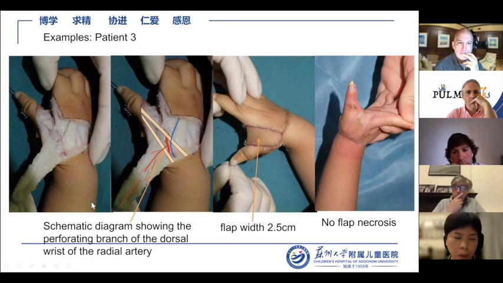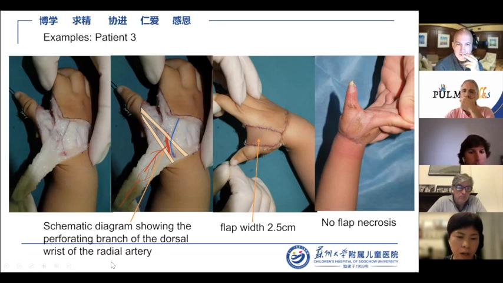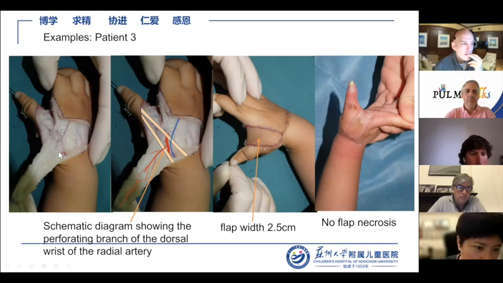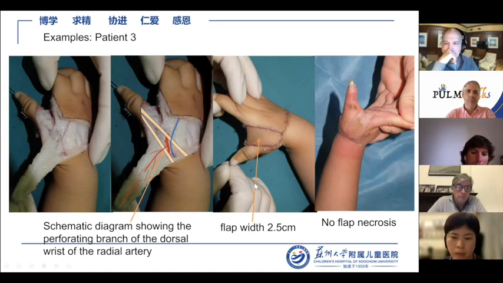We design the dorsal wrist flap, and this schematic diagram shows the perforating branch of the dorsal wrist of the radial artery. In the first picture we can see the artery. So we use the schematic diagram showing the flap with a width of 2.5 centimeters. After follow-up, we can see no flap necrosis.